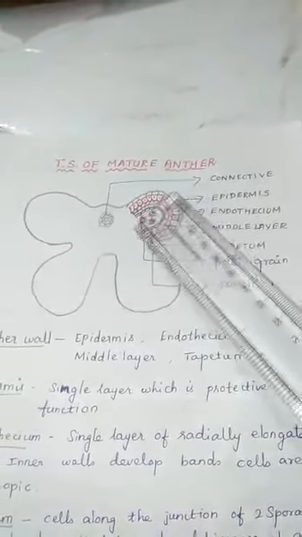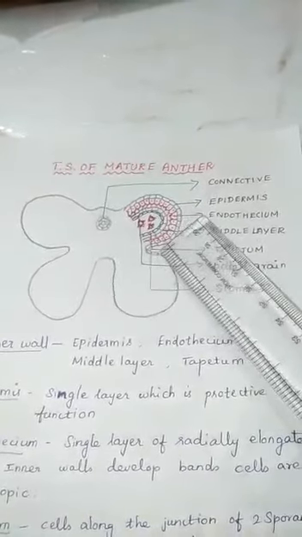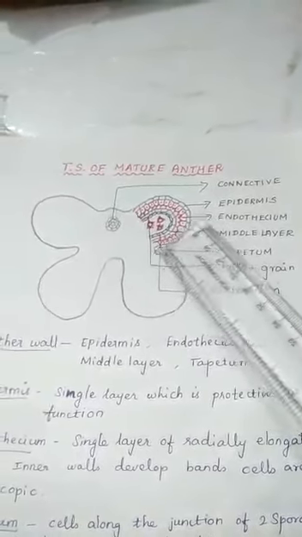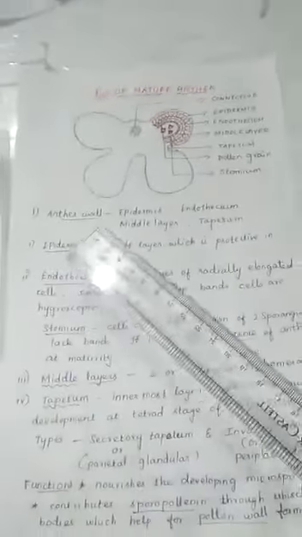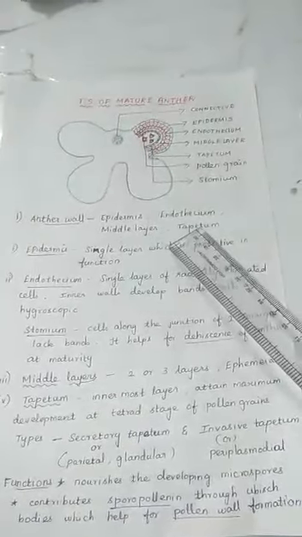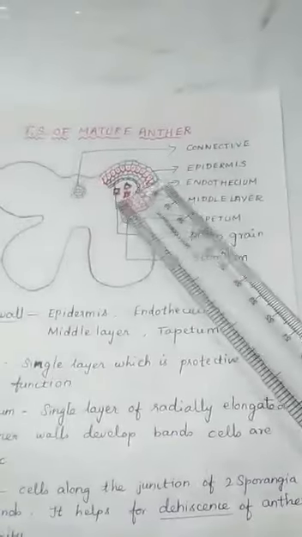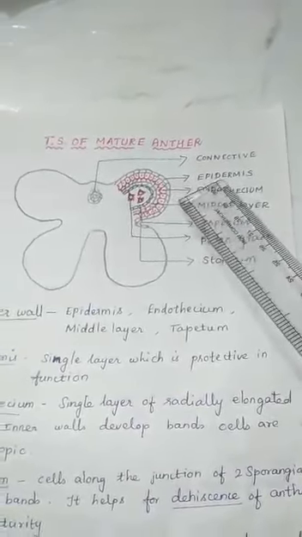Then this is the anther cavity, with pollen grains inside. Then this junction is called stomium. This junction is called stomium. Let's see one by one. First, the anther wall. Here it includes epidermis, endothecium, middle layer and tapetum. First one, epidermis. It's a single layer of cells helping for protection.